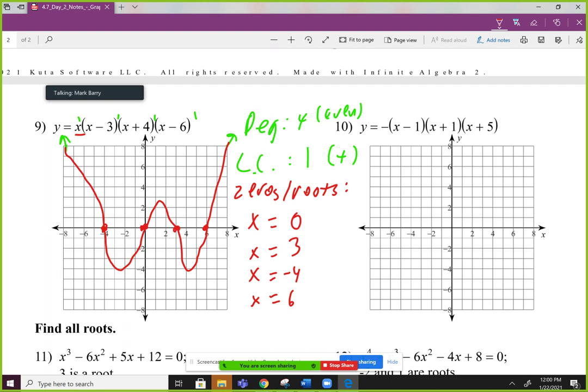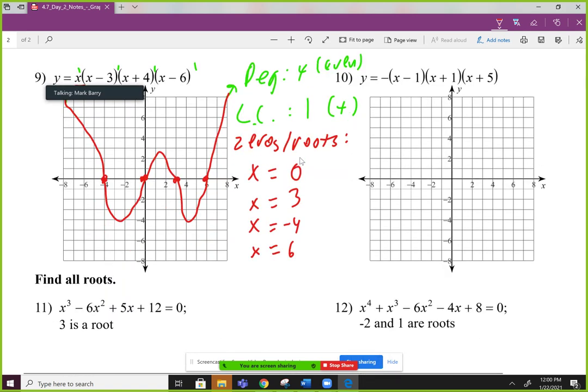Don't want to take the L on number 9, right? All right. Cool. Let's go ahead and skip number 10. Let's jump down here and do number 11.